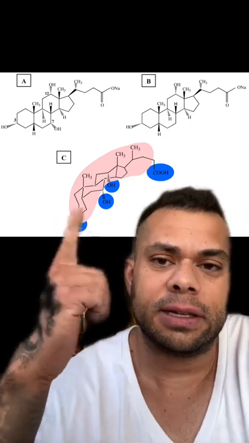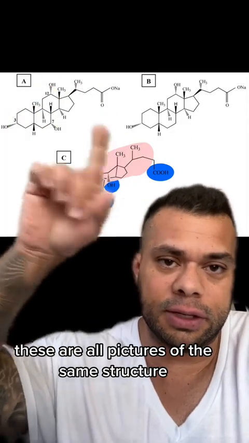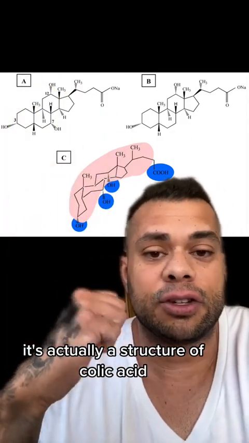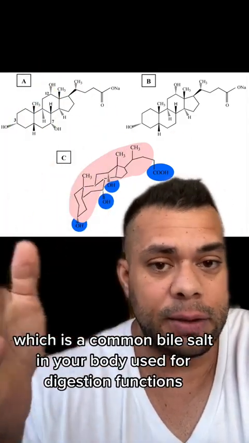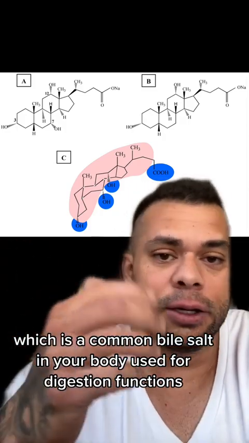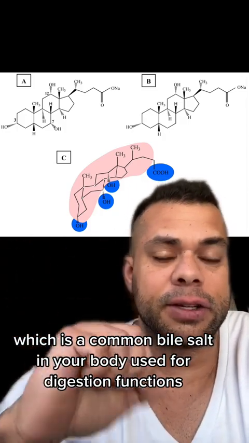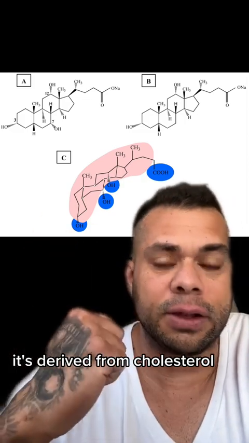So basically these are all pictures of the same structure. It's actually a structure of cholic acid, which is a common bile salt in your body, used for digestion functions, things like that. It's derived from cholesterol.